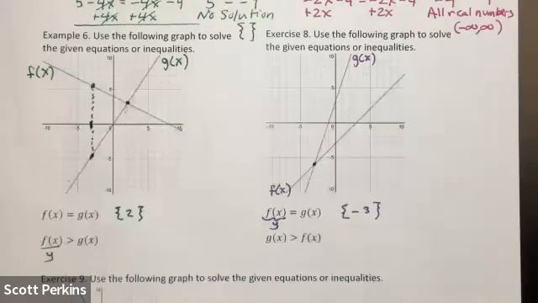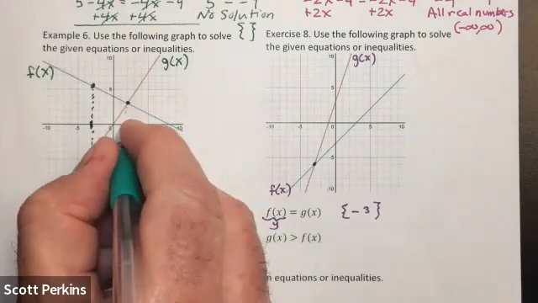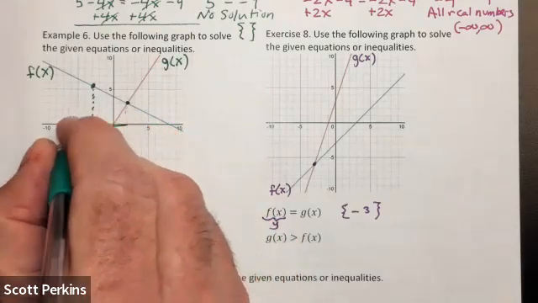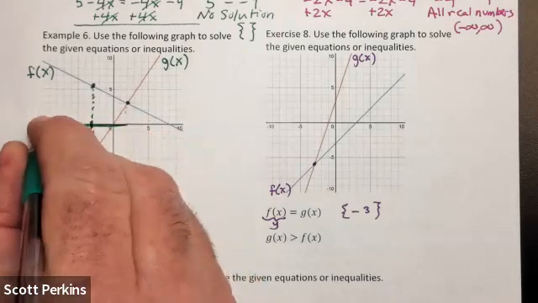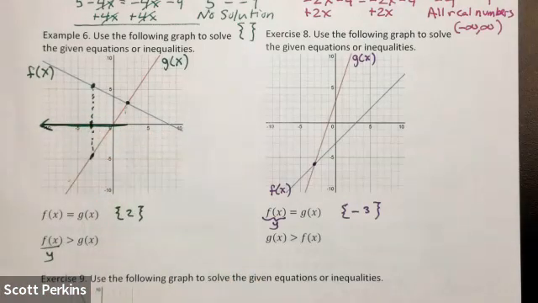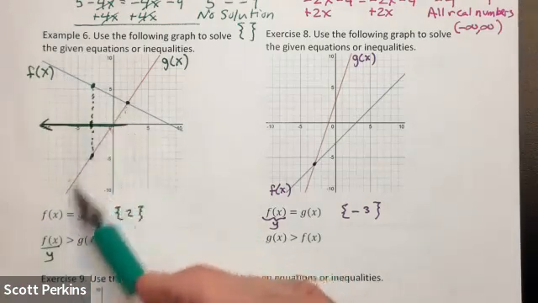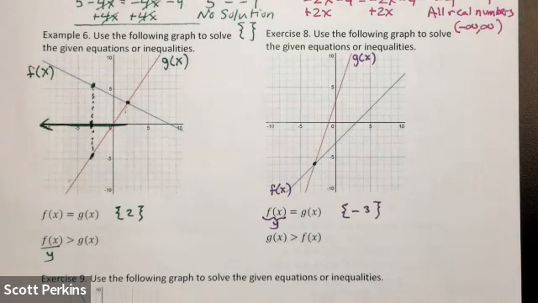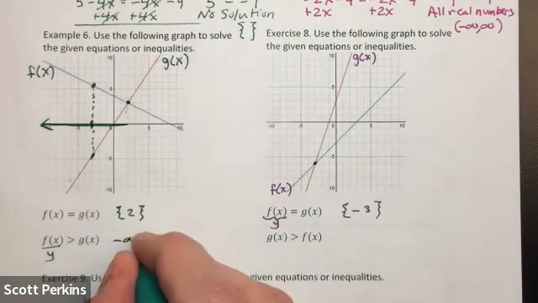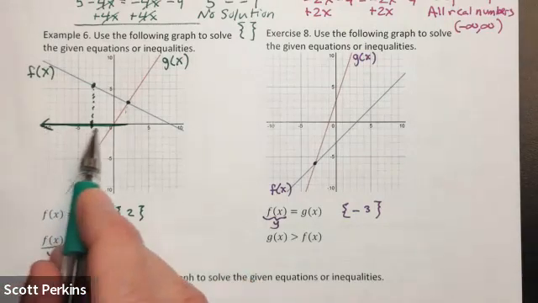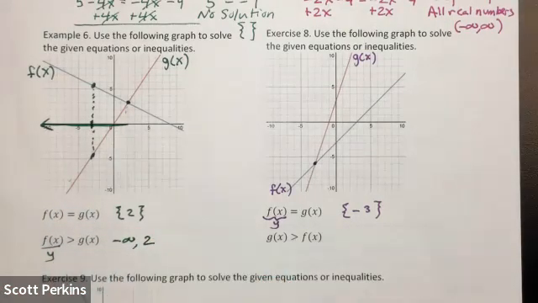So we need the values on the left. So what I'm going to do is say, okay, these x values that I'm highlighting green down here are the ones that produce the y values of the blue graph to be bigger than the y values of the red graph. And so I'm going to write this in interval notation. That happens from -infinity all the way up to 2.